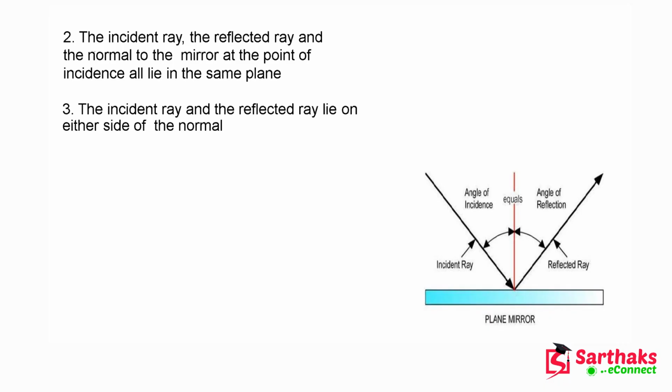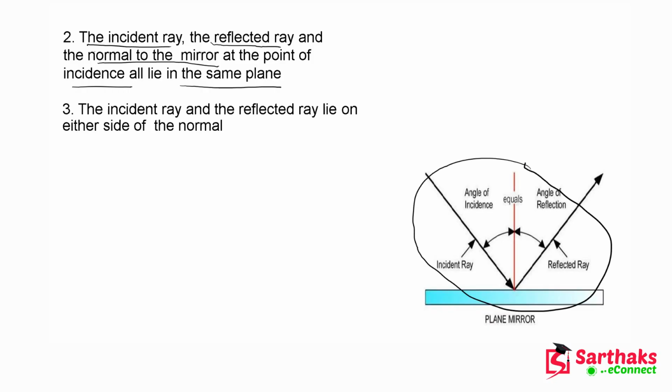Now let's talk about the two remaining laws of reflection. The second law says that the incident ray, the reflected ray and the normal to the mirror at the point of incidence all lie in the same plane. For example, this is the incident ray, this is the reflected ray, this is your normal, then these three lines will always be in the same plane. They will not be in different planes.